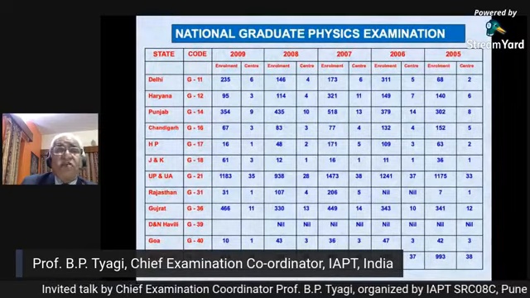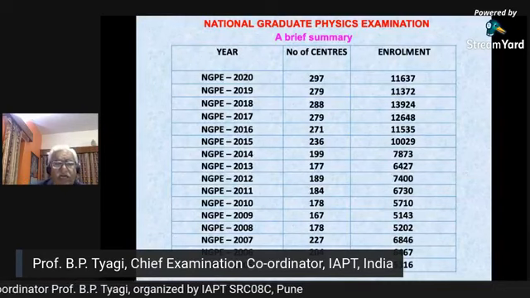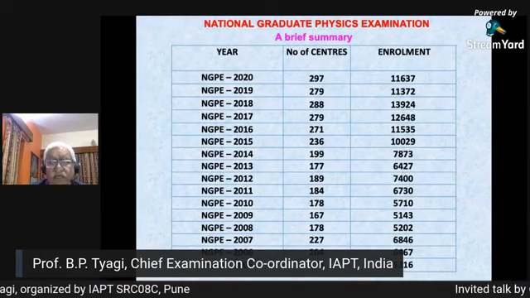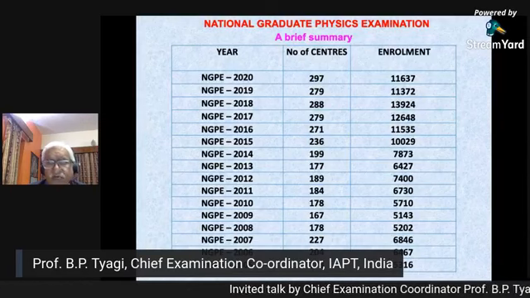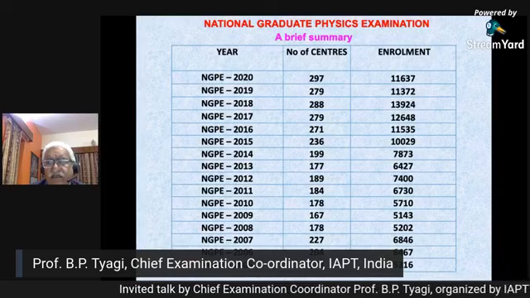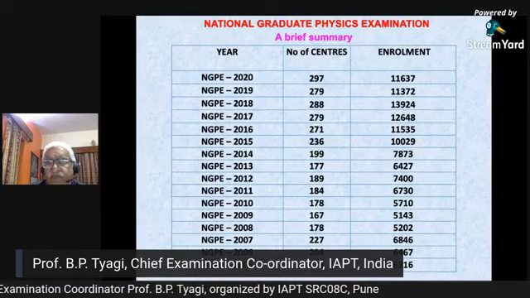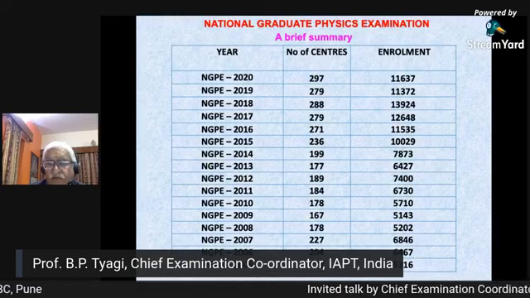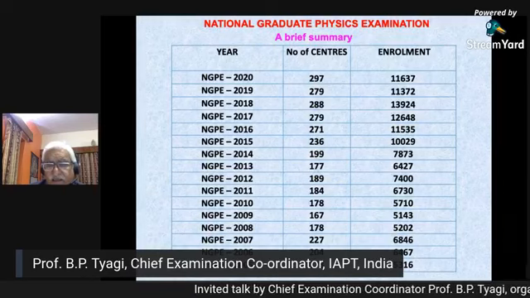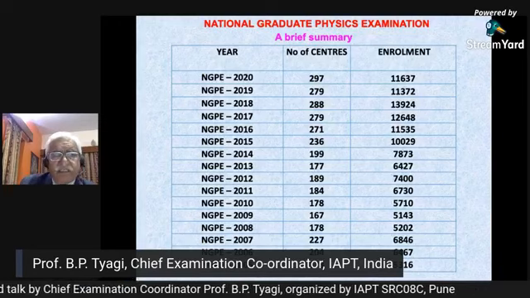This is in general, I have presented the enrollment from 2020 to 2005. In 2020, we have 11,637 students. In 2019, we have 11,372. In 2018, we have 13,924. So in the last few years, we are getting more than 10,000 students. In the beginning, in 2005, we had 5,000 or so. So this is just a figure.